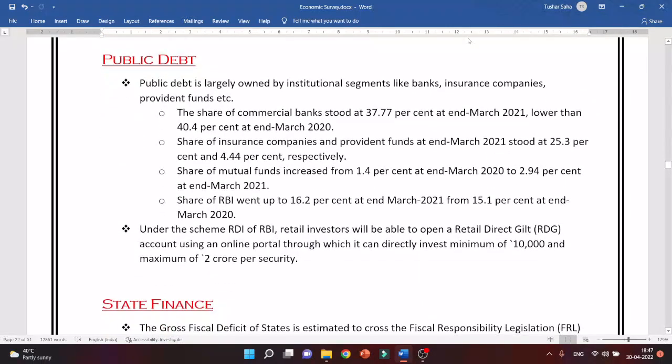Then comes the public debt. Okay, so public debt is largely owned by the institutional segment like banks, insurance companies, provident funds. The share of commercial banks stood at 37. See, this data is not important, but what is important is that the share of commercial banks is higher. Simple, because, now that you know it, you will think, okay, obviously commercial banks would be higher.